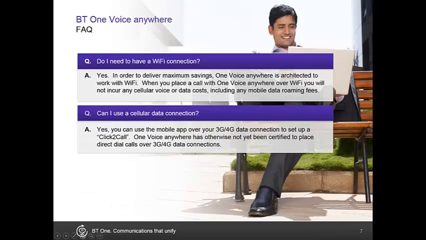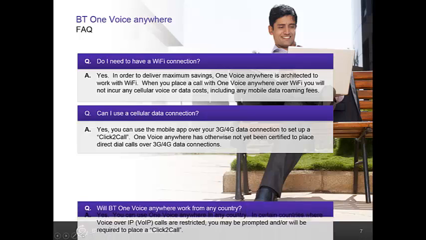Can I use a cellular data connection? Yes, you can use the One Voice Anywhere mobile app over your 3G or 4G data connection to set up a click-to-call. One Voice Anywhere has otherwise not been certified to place direct calls over 3G and 4G data connections.